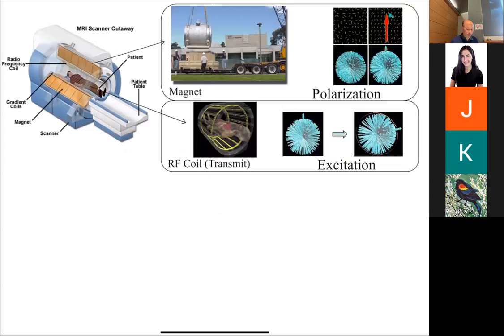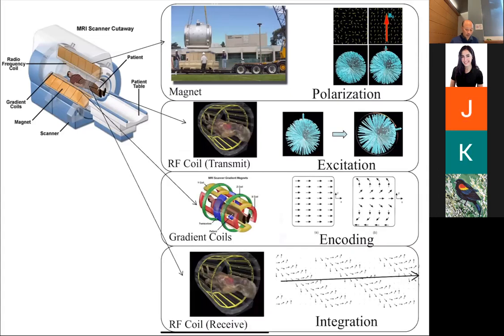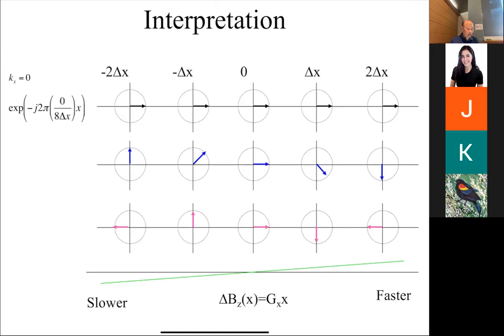Just to remind you where we are, we've covered polarization, excitation. So we're really in the encoding integration part of MRI, essentially the part where we make the images. And just to remind you, the main job of the gradients is to create phasor patterns that have spatial variations to them. For example, as we said before, if there's no variation in the phasor pattern, then that's kx equals 0. Here, the period is 8 delta x, so the spatial frequency is 1 over 8 delta x. Here, the spatial period is 4 delta x, so the spatial frequency is 1 over 4 delta x there.